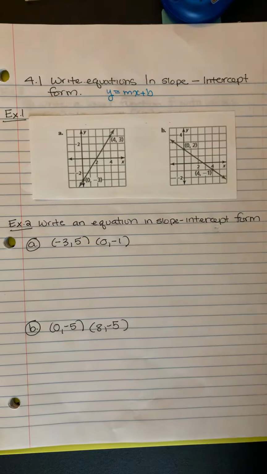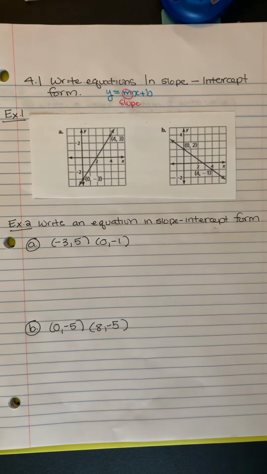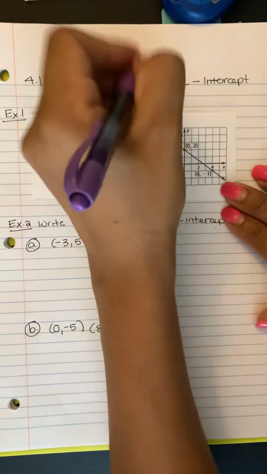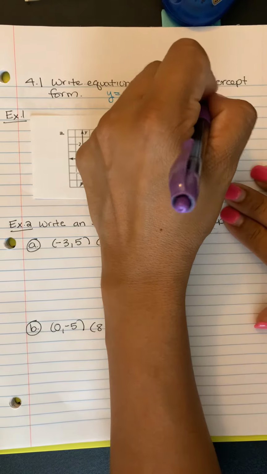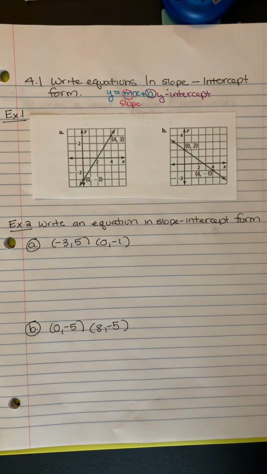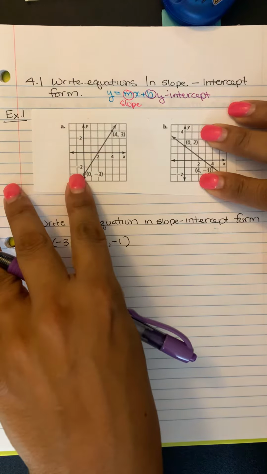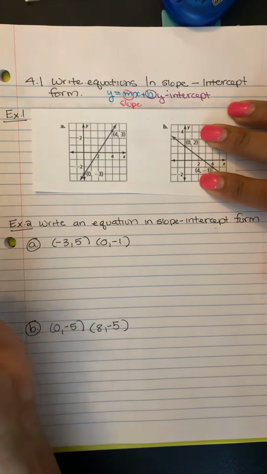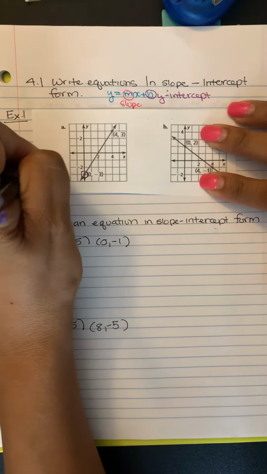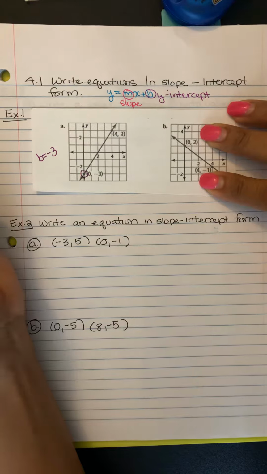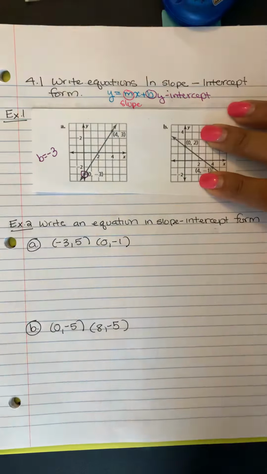The m represents the slope, rise over run, and your b is your y-intercept. That's where it crosses the y-axis at that point. The first thing that you want to do is identify, well, you can actually pick anything. I know that it crosses at a -3. So some information, I know that my b is -3. That's my y-intercept. The next thing you want to look at is the slope, rise over run.